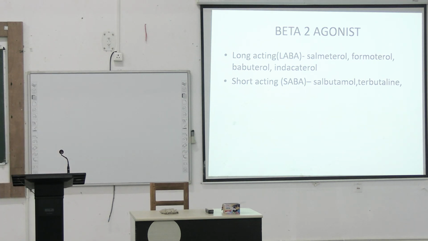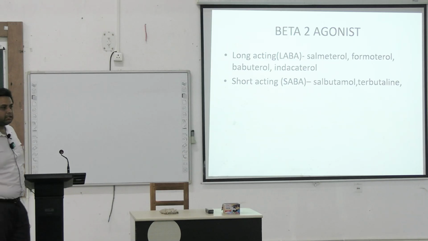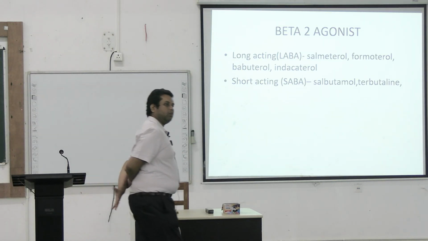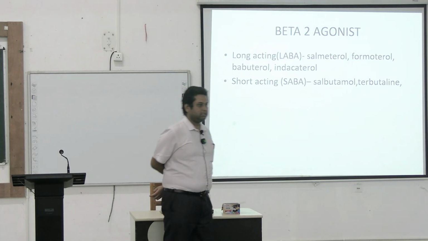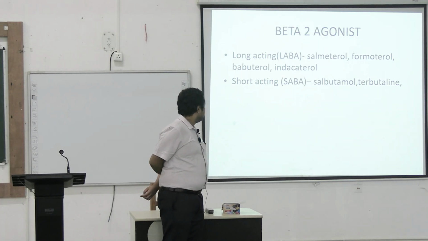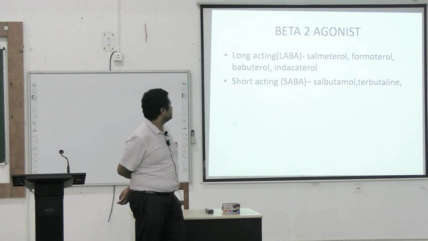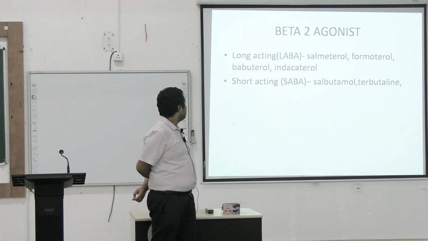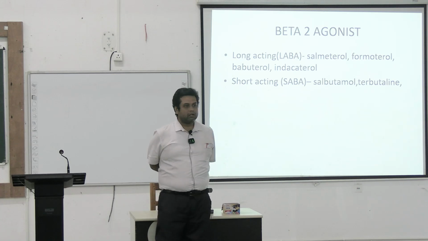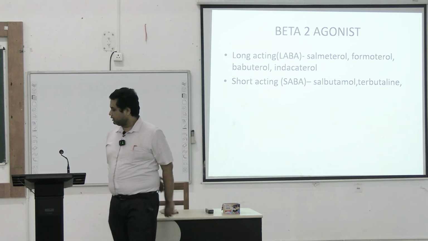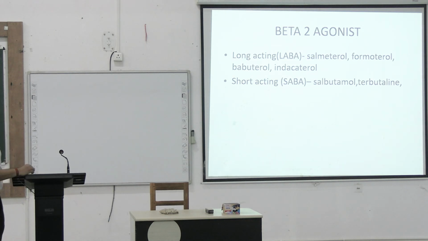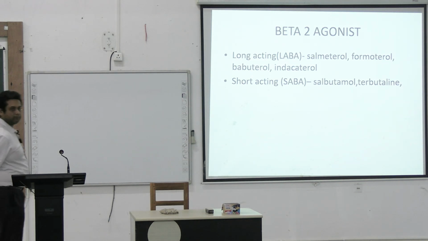Beta 2 agonist. So what does beta receptor do in the tracheobronchial system? Bronchodilation. ঠিক আছে? So there are long acting beta agonists, LABA: Salmeterol, Formoterol, Bambuterol, Indacaterol. ঠিক আছে? So know these names very well. Short acting beta agonists are Salbutamol and Terbutaline.